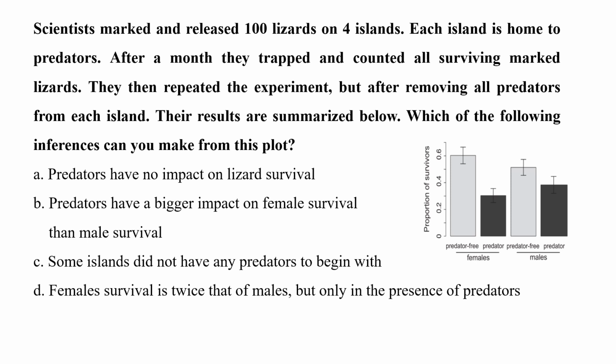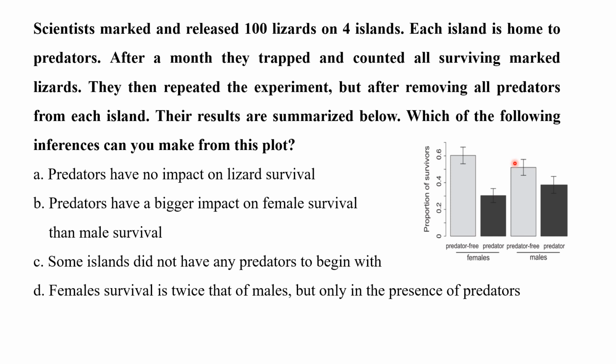A. Predators have no impact on lizard survival. B. Predators have a bigger impact on female survival than male survival. C. Some islands did not have any predators to begin with. Or D. Female survival is twice that of males, but only in the presence of predators. Now, from the graph, we can see that option A is wrong, as the population without predators have higher survival, whether they are males or females.